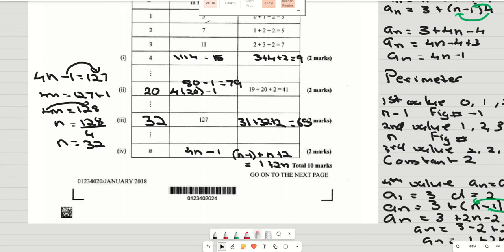Right, and that would be the end of January 2018.